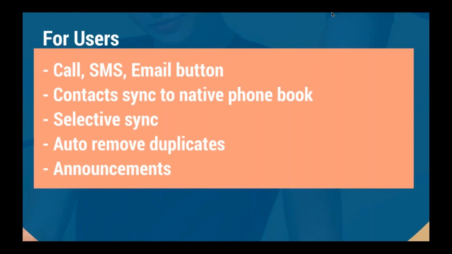Auto remove duplicates. In the app, this feature is present under settings. User can enable this feature to automatically remove existing contacts with the same selected fields from the native phone book.